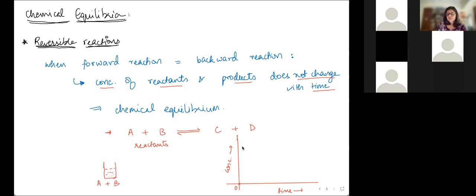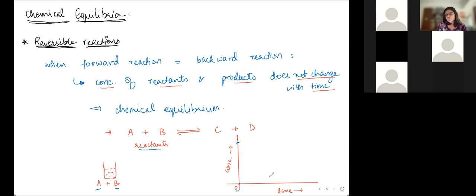Could you repeat? So what will be the concentration of the reactants at time equal to 0? Right at the beginning. A plus B are the reactants. Imagine A and B to be carboxylic acid and ethanol. What will their concentration be? Will it be 0 or 1? It is the maximum value, whatever concentration you have taken. So it's going to be somewhere over here.